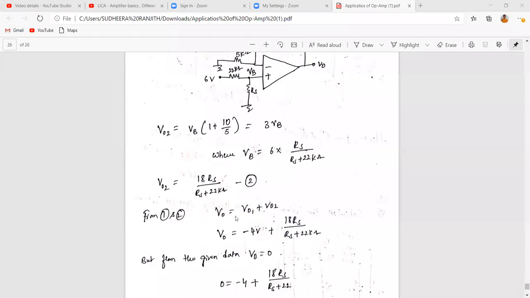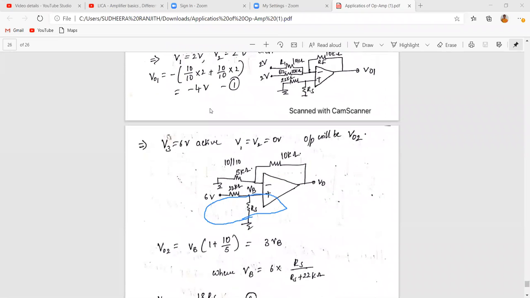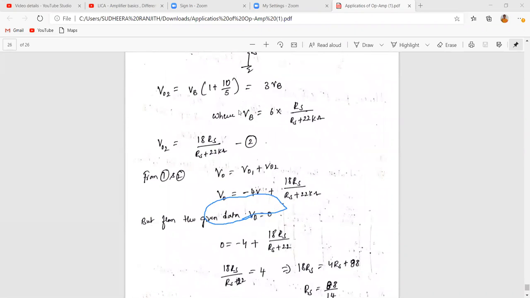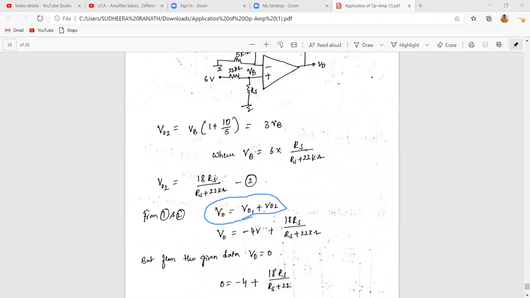What is V0? From the superposition principle, what is V0? V01 plus V02. V0 is V01 plus V02. Right? So what is V01? V01 is -4 volts. What is V02? 18 RS by RS plus 22 kilo ohms. But from the given data, output voltage is 0.